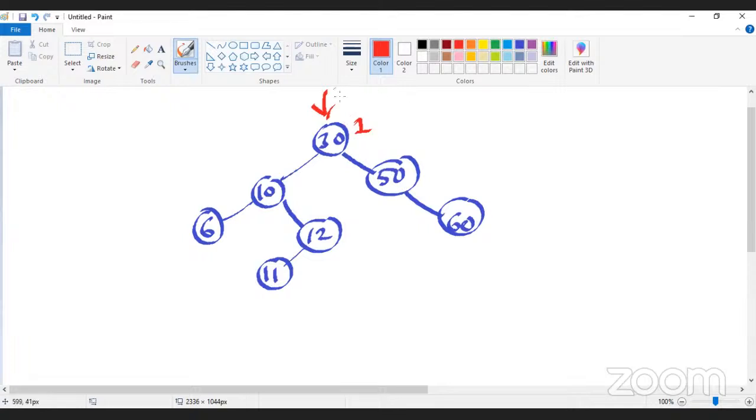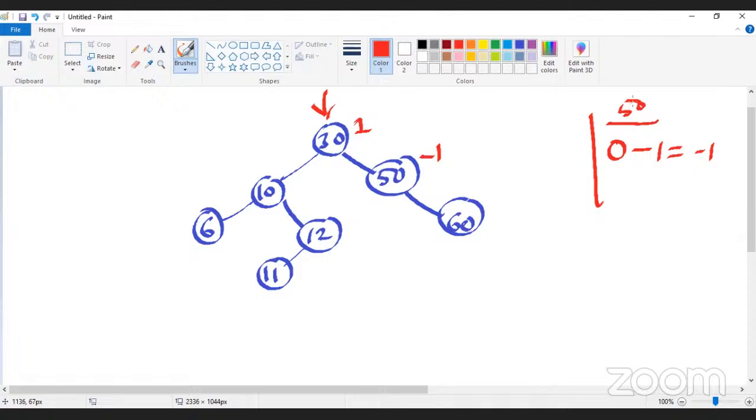You take 50. Does it have any left subtree? No. No means 0, right? We are discussing 50. For 50, there is no left subtree, so 0. Right subtree, we have 1. So 0 minus 1 is -1. Its value is -1.